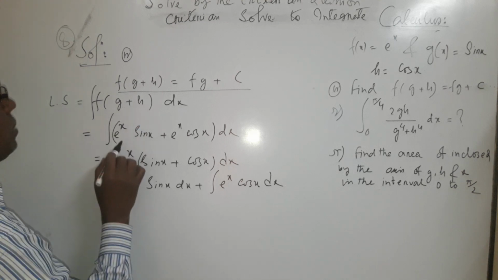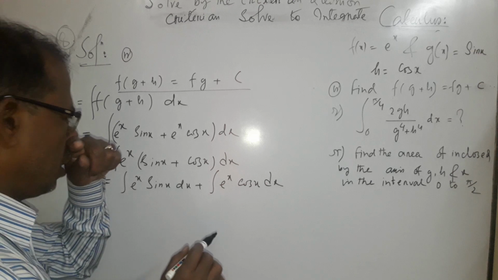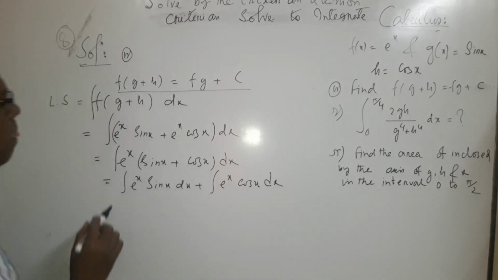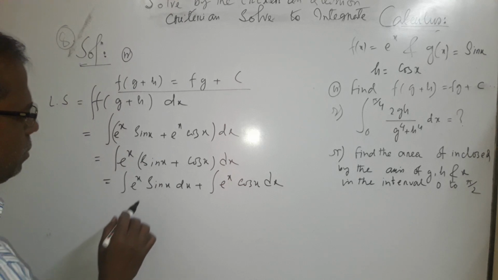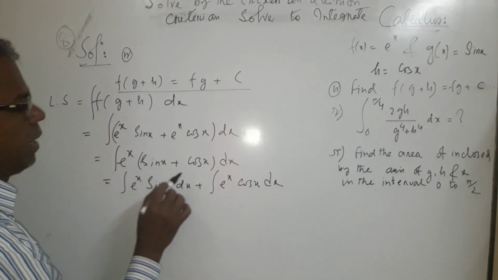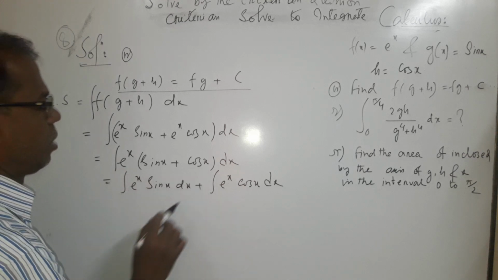The f of g means e to the power x sin x. F of h means e to the power x cos x. So then e to the power x sin x, e to the power x cos x. E to the power x is common, sin x plus cos x dx.